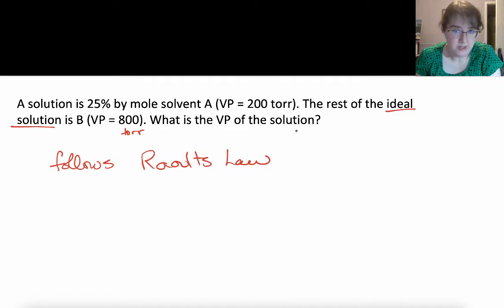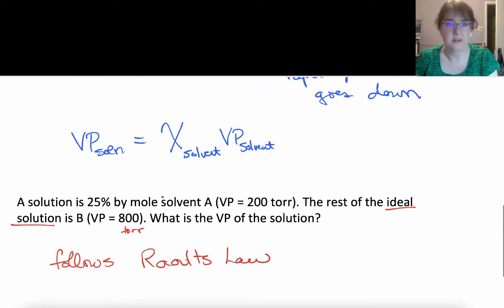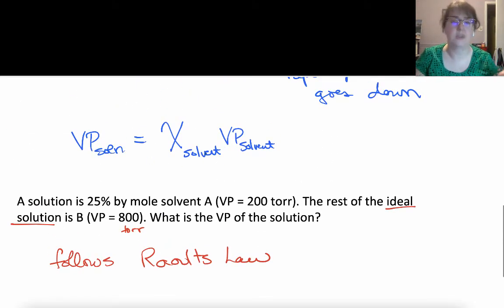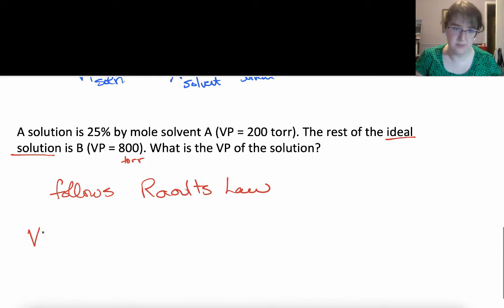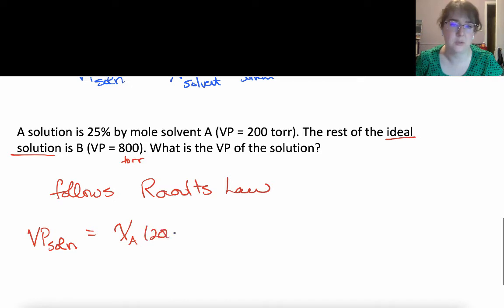So I want the vapor pressure of the solution. However, I actually have two different liquids, each with their own vapor pressure to take into consideration. So this is going to be similar to the equation up here, but I have to worry about both solvents, not just one of them. So I'm still going to want the vapor pressure of the solution, and in order to solve for this, I'm going to worry about the mole fraction of A and the vapor pressure of A, which is my 200 torr.